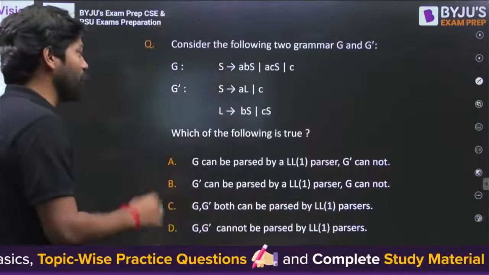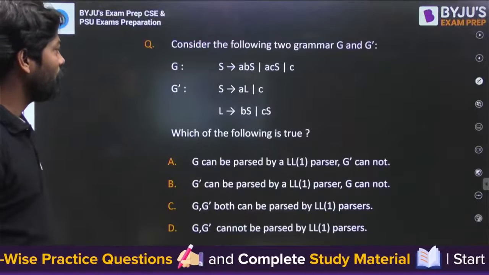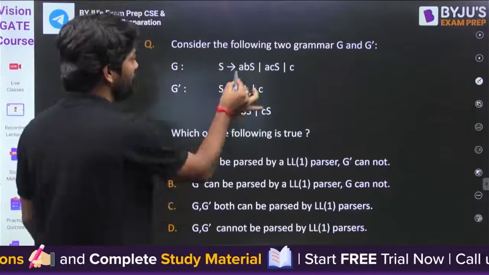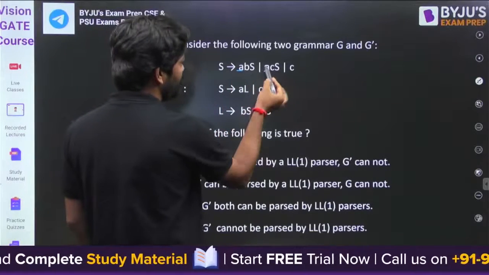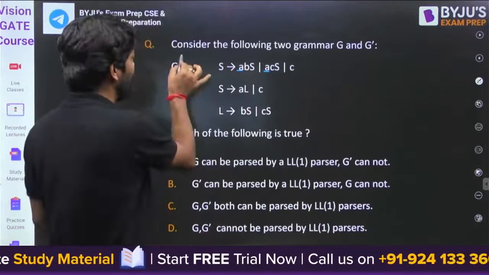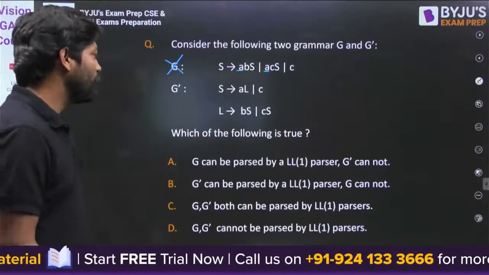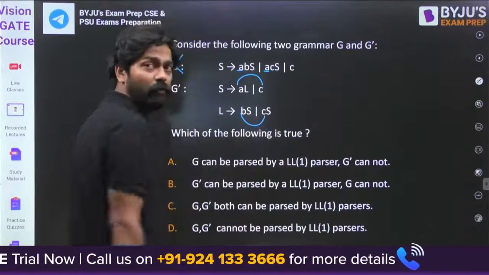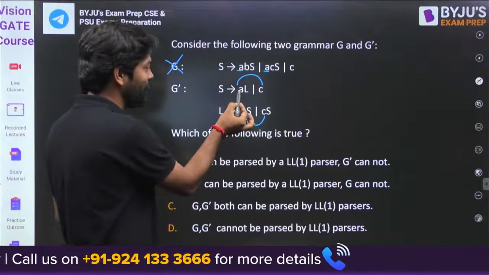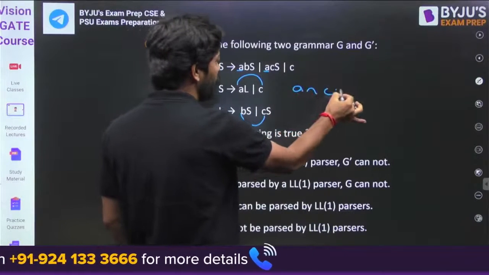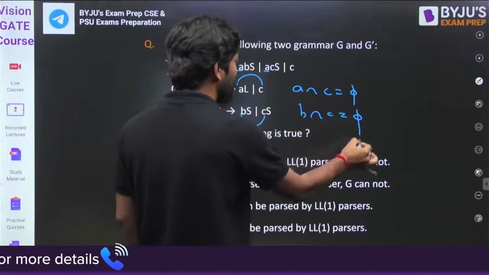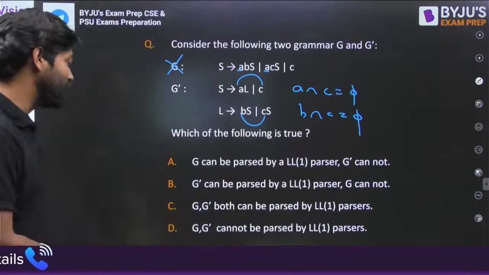Now this question, my dear friend, already we have done LL1 parser. But let me once again solve this question. See clearly here, A is common. Prefix is common. So this cannot be LL1. G cannot be LL1. But if you see clearly here, A intersection C is empty and B intersection C is empty. If you find first of A is A, so A intersection C is empty, disjoint set, and B intersection is what? Empty. It is nothing but the first one is not LL1, but the second one is LL1.